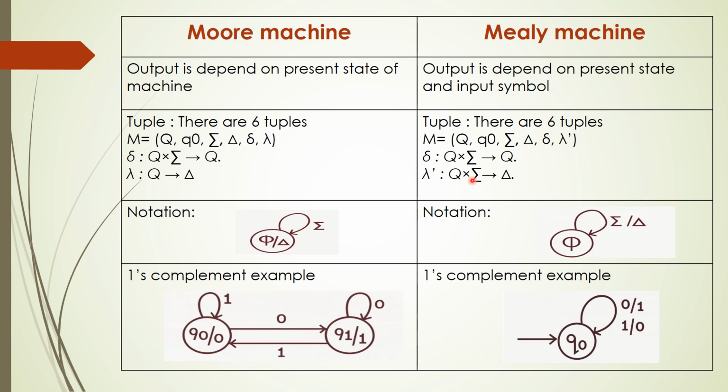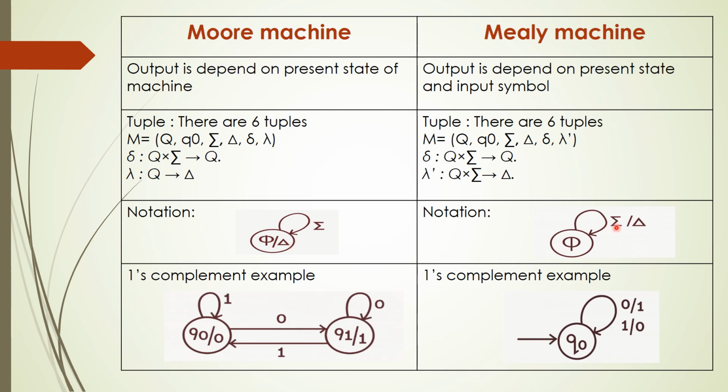The notation used in Moore machine and Mealy machine: for Moore machine, your output is associated with your state, and your input transition is similar to NFA and DFA. So there is no difference in state generation or transition, but in Moore machine and Mealy machine you are generating output, so the output is associated either with a state or with a transition or input symbol.